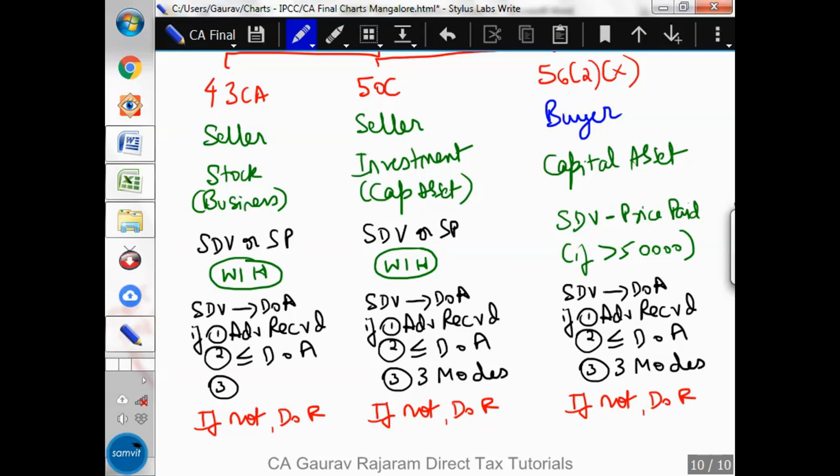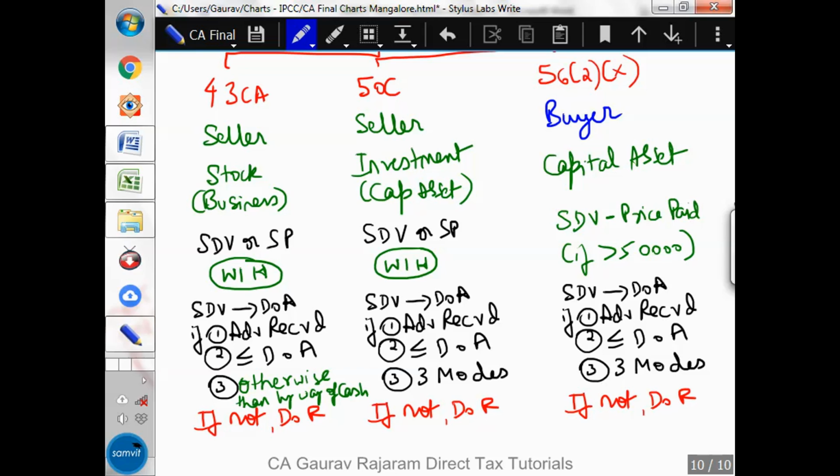The first condition same, advance must be received. Second condition same, on or before the date of the agreement. Third condition, otherwise than by way of cash. So if you see, the mode is the difference. This was because 43CA was introduced slightly before this provision was added in 50C, and 56(2)(x) was amended this year. So those have the modern modes. 43CA still has the old modes. So it's actually a mistake with drafting.